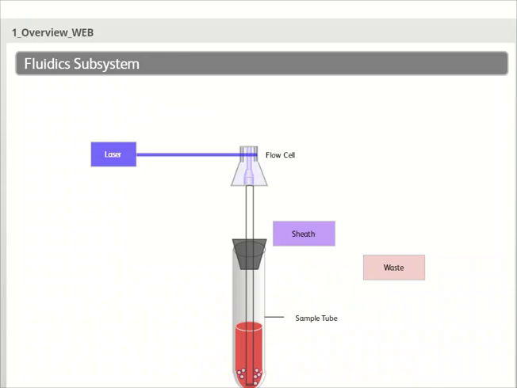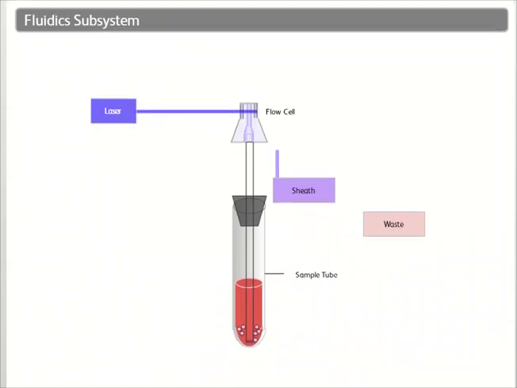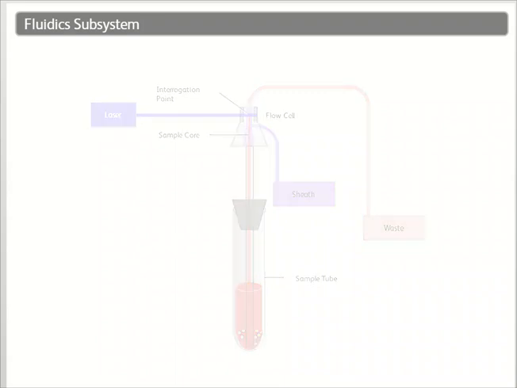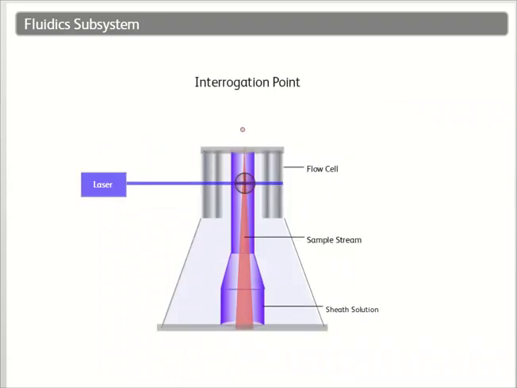The fluidic subsystem transports particles in a fluidic stream to the laser beam for interrogation. The portion of the fluid stream where particles are located is called the sample core. The point at which particles meet the laser beam is the interrogation point. Incident laser light is scattered and fluorescence is emitted as particles pass through the interrogation point.